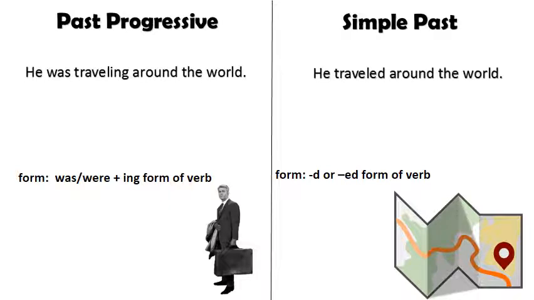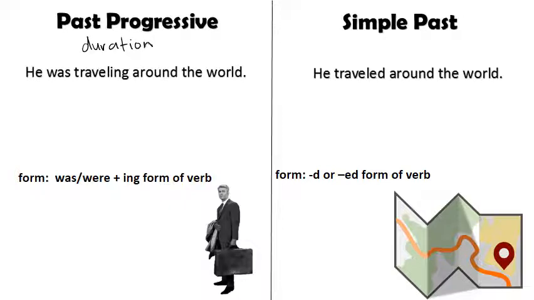So now moving on to the past progressive and the simple past. So let's discuss the past progressive a little bit. To briefly define it, the past progressive describes an action that was in progress at a specific time in the past. It focuses on the duration of a past action. Now focus on the word here, duration.